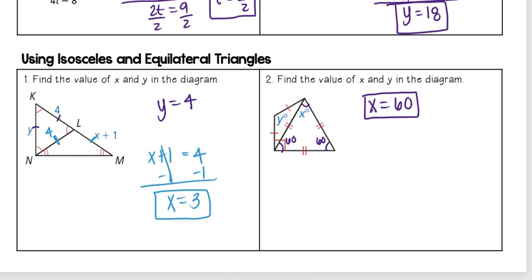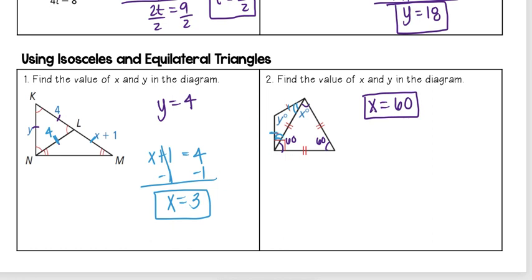Now I want to find my y value, and what I notice about the triangle that y is in is that it is an isosceles triangle. And I know from the base angles theorem that the angles opposite of these sides are also congruent. So that means that this angle is congruent to this angle. But now I need to find one of these angles in there.